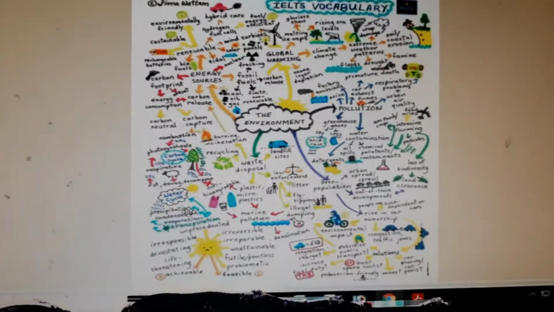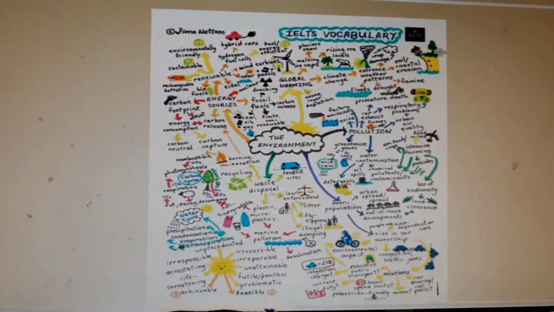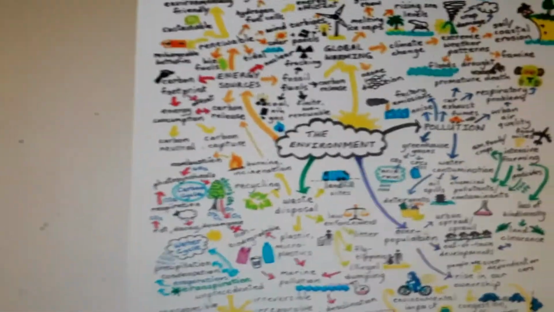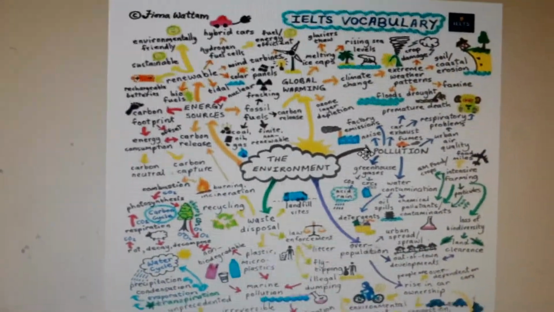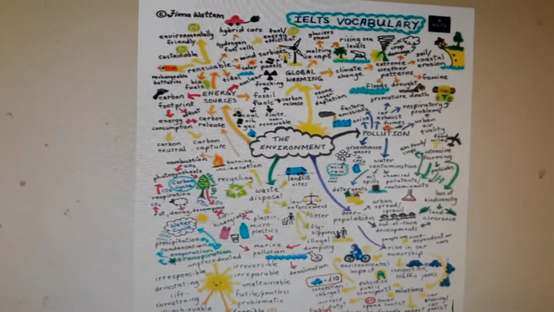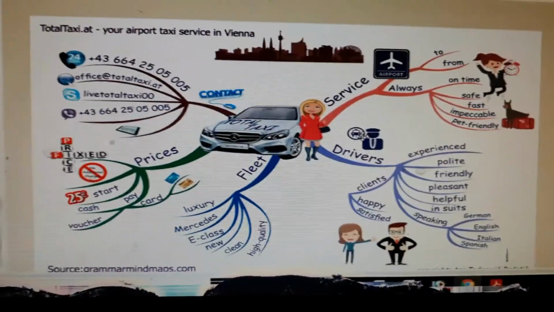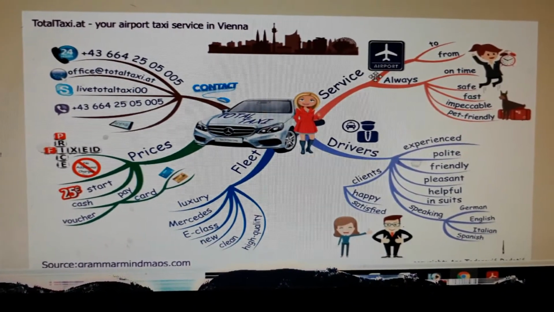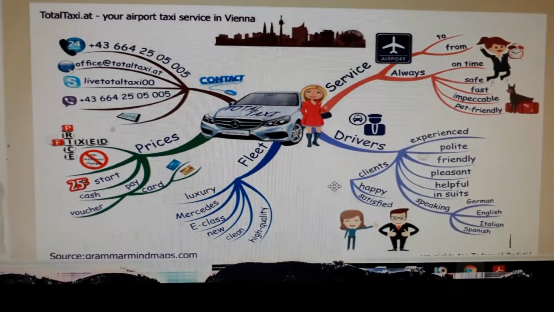Oh my God, this is a very complex mind map. It was made by somebody for IELTS vocabulary. IELTS is an international exam, and it is related to the environment. And this person liked to make lots of connections. Probably this is a mess, but for the person who made this mind map, this is super useful, right? And here there's another one, related again to car hire. So you see the associations that I was talking about, right?